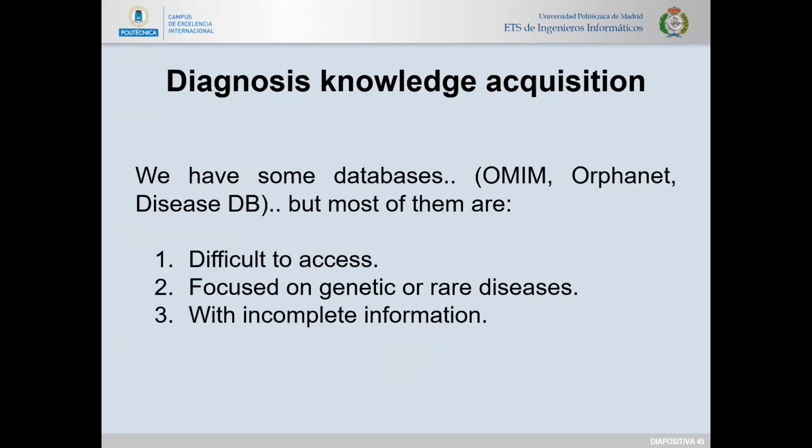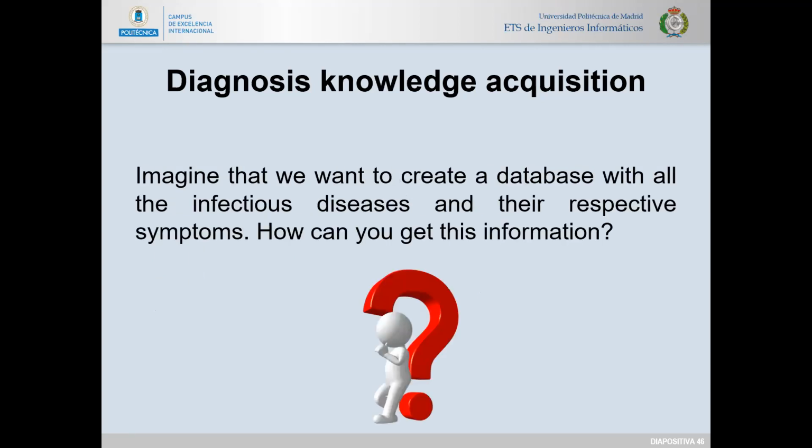We have some databases, okay? For example, OMIM, Orphanet, DiseaseDB, that are partially covering this idea that I'm trying to find, but they are difficult to access. They are focused on genetic or rare diseases, for example, the case of Orphanet, or they have somehow incomplete information, okay? So imagine that we want to create a database with all the infectious diseases and their respective symptoms.